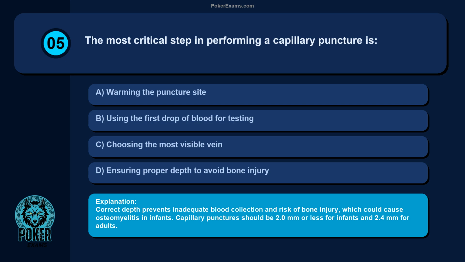Correct depth prevents inadequate blood collection and risk of bone injury, which could cause osteomyelitis in infants. Capillary punctures should be 2.0 mm or less for infants and 2.4 mm for adults.